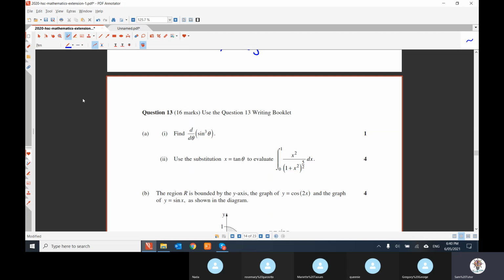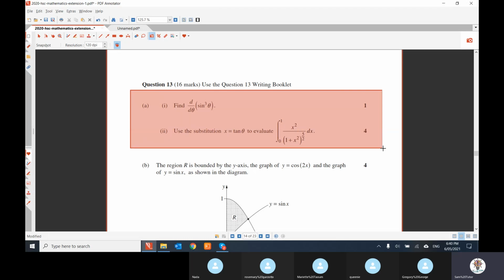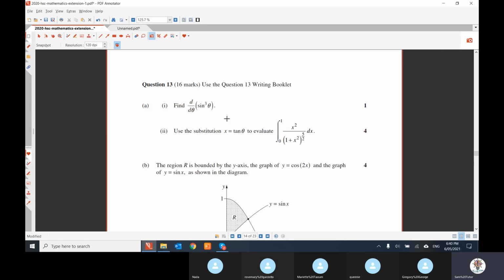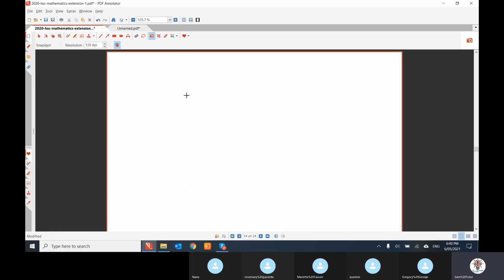Question 13. Are we up to 13? Let's do it. I'll need more room. 5 marks. That's going to help us a lot if we can get this out.